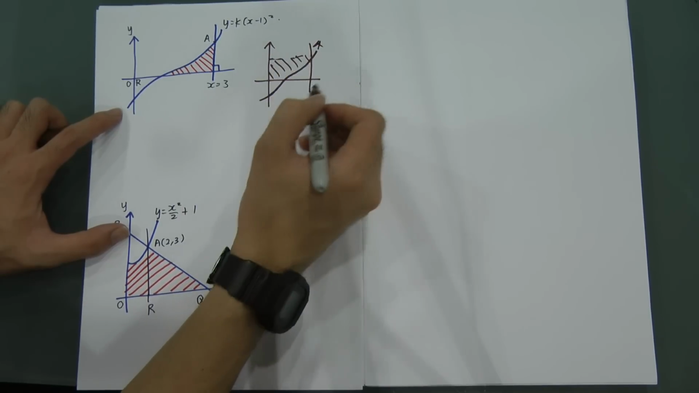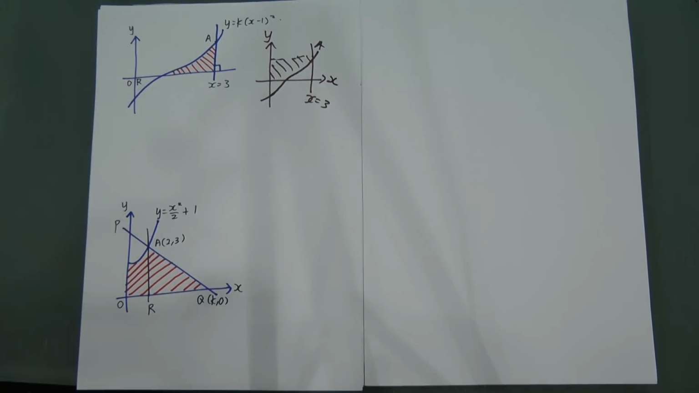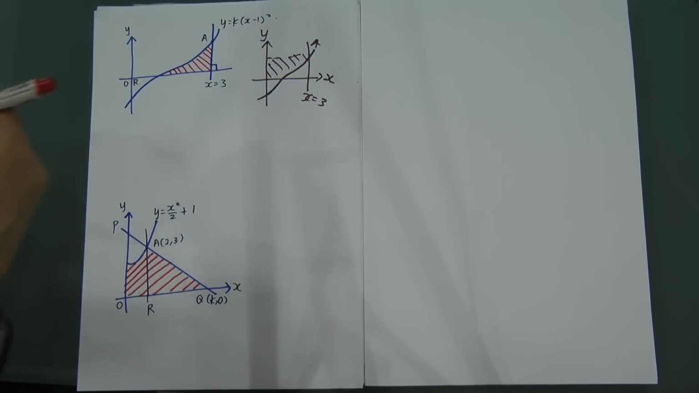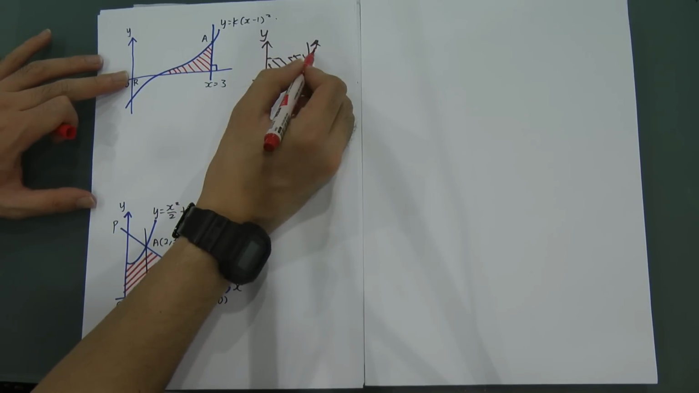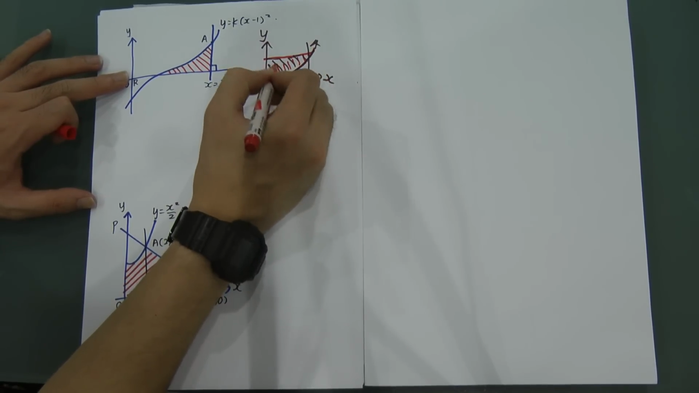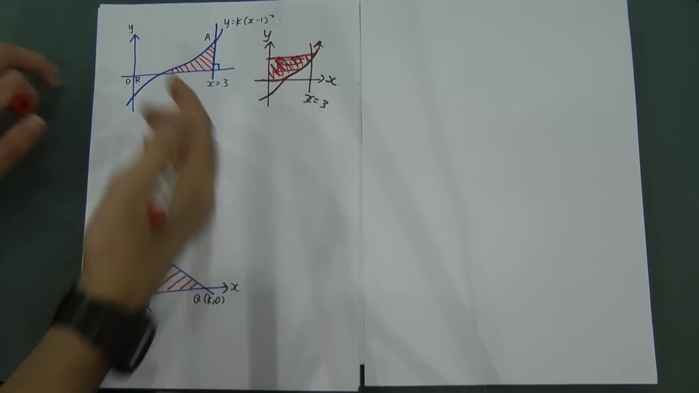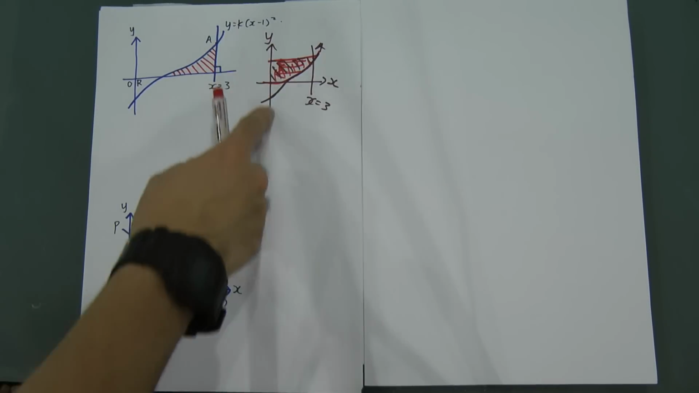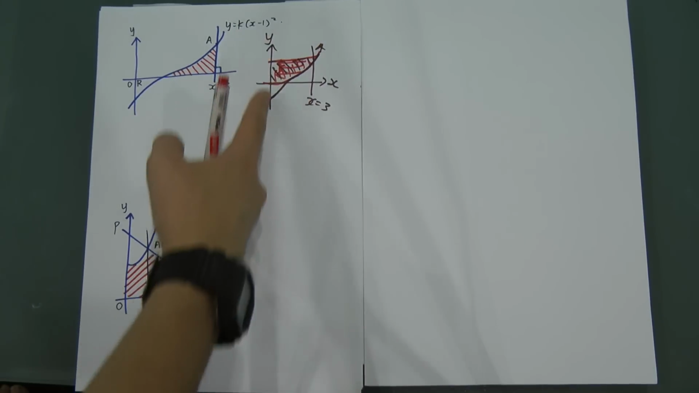Let's say this is A and this is x equals 3. This is y, this is x. Do you see that? It means if you integrate this curve on the y axis, all the area here will go from this curve down to the y axis. See, it will go down to the y axis. This is the meaning of integrating on the y axis.